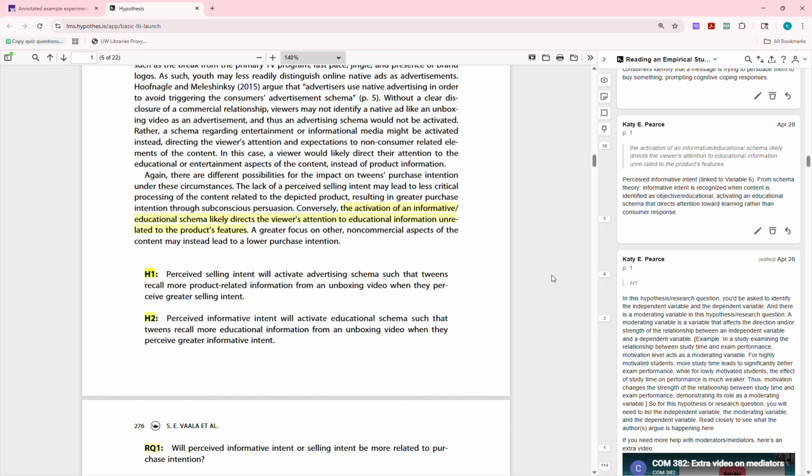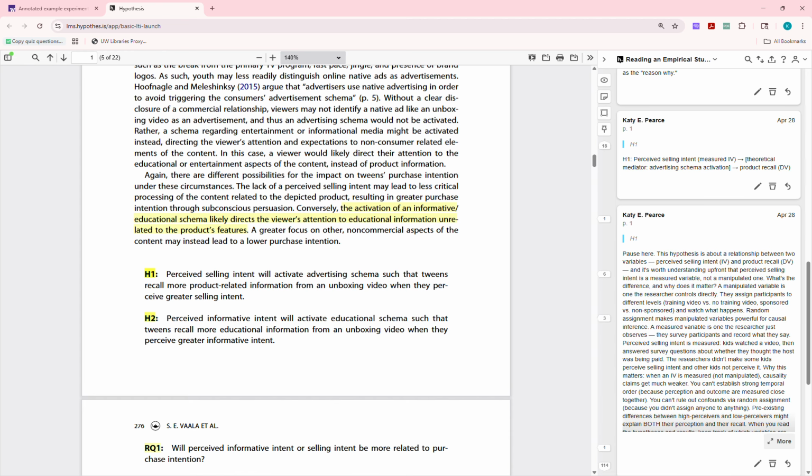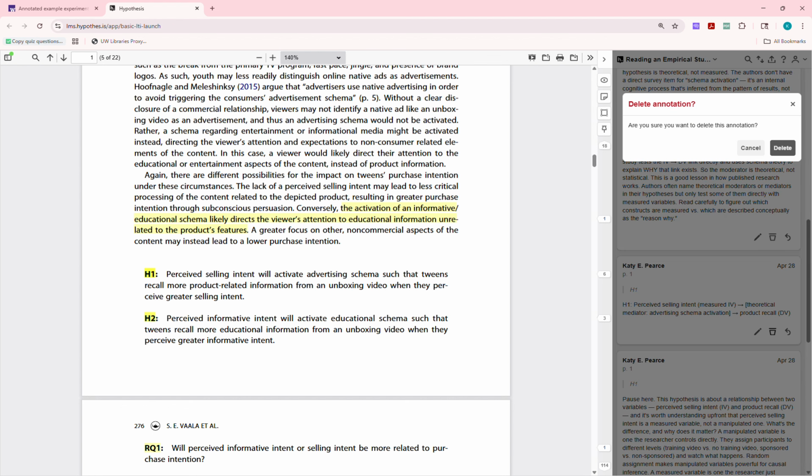So they asked these kids in this study a number of questions, and then they're going to look at the relationship between some of the kids' answers to the different questions. They are measuring these at the same time. So for these kinds of hypotheses, time order can be a problem, especially if they measured it at the exact same time. So let's look at H1. I'm going to click here, and you can see on the side that I have a bunch of notes that you can check out.